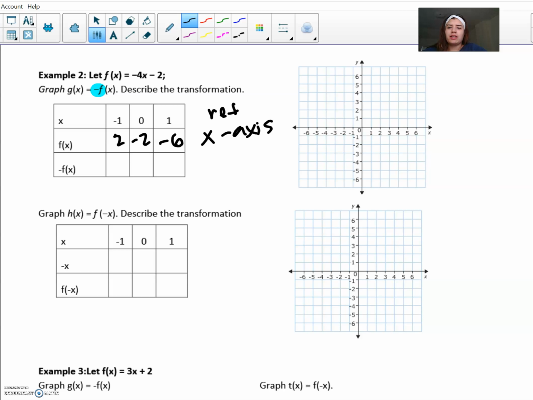Now we're on to our negative f of x. And because this is our f of x answers, all we have to do is just do -2, +2, and +6. Okay, so we can plot our points. We're at 1, -1, 2, -1, 2, 0, -2, and 1, -6.